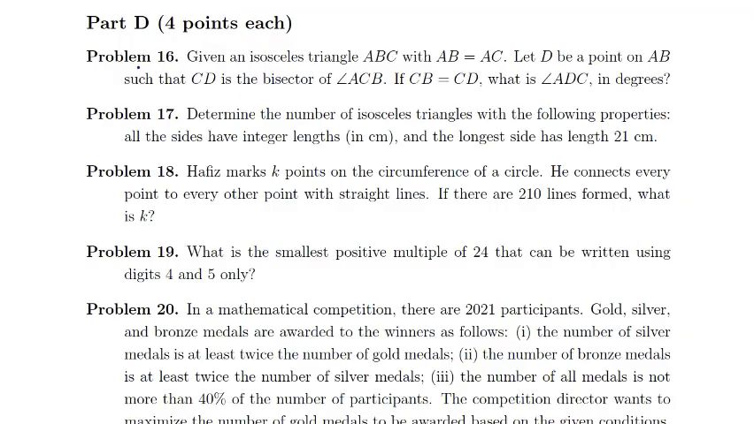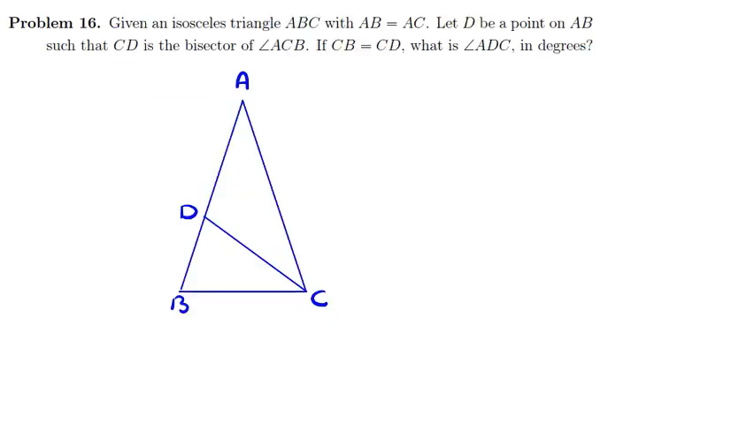Okay, problem number 16 of primary, which is part D, which is junior part B, problem number 6. Given an isosceles triangle ABC with AB equals AC, let D be a point on AB such that... Okay, so let's show it on the diagram. Here AB equals AC. D is a point on AB such that CD is the bisector.